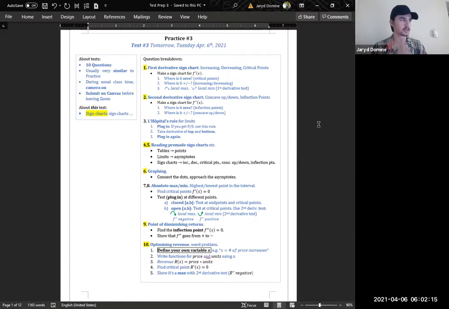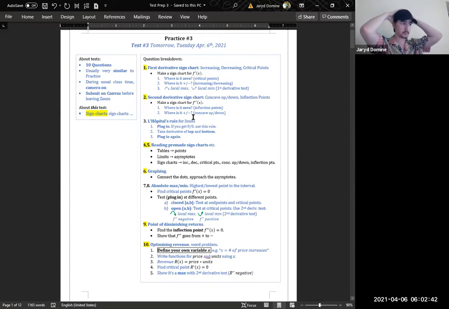Okay, I'm going to get started. So we are working on practice 3 for test number 3. That's tomorrow, whatever time you have it. As before, it's 10 questions. It's usually going to be pretty similar to this practice test that we're working on. So usually the questions will have the same content in the same order. They'll just have slightly different numbers and wording.